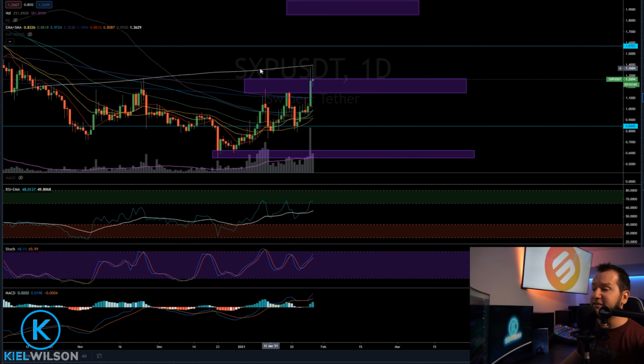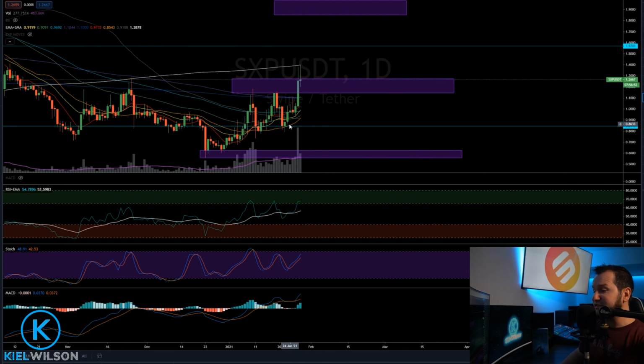However, I can see that the 200 simple moving average is still rejecting price action, as you can see this test back here, and now you can see that happening again here. I do see, however, that the major notable moving averages are beginning to try to reposture themselves bullishly.